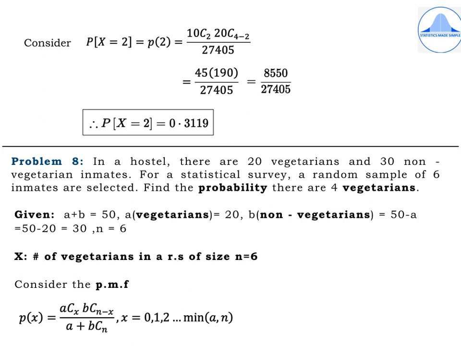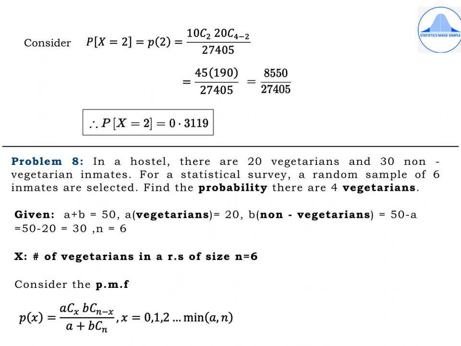0.3119. Problem 8. In a hostel, there are 20 vegetarians and 30 non-vegetarian inmates. For a statistical survey, a random sample of 6 inmates are selected. Find the probability there are 4 vegetarians. Now, in this problem, we should find the probability that there are 4 vegetarians in the random sample of 6 inmates. So, start with the given part.